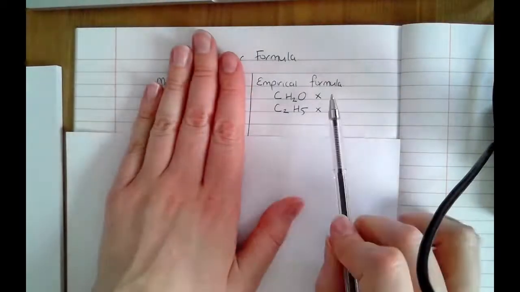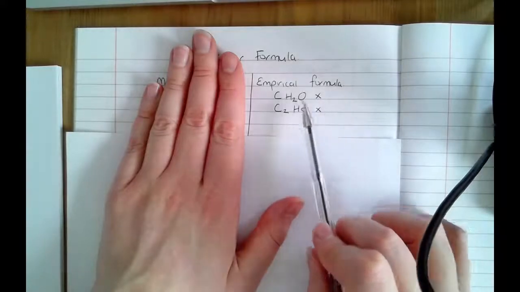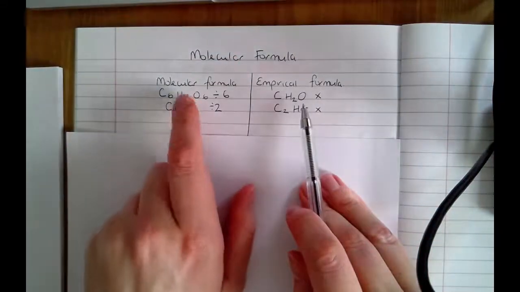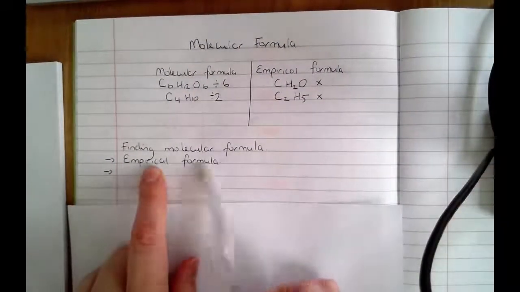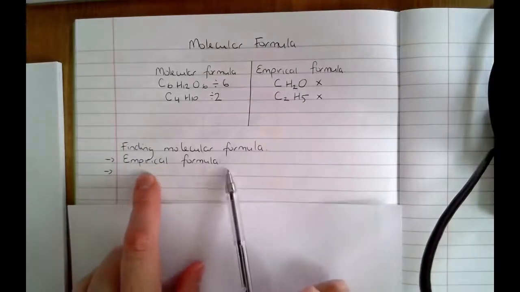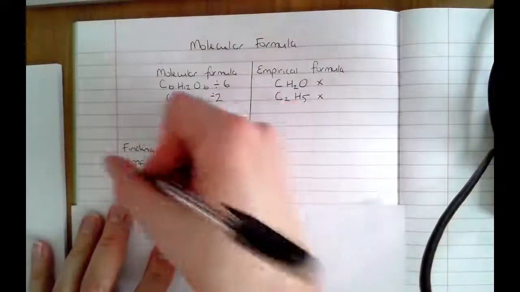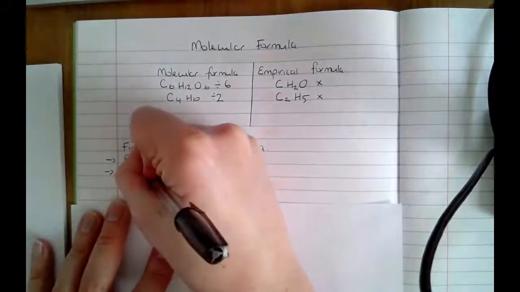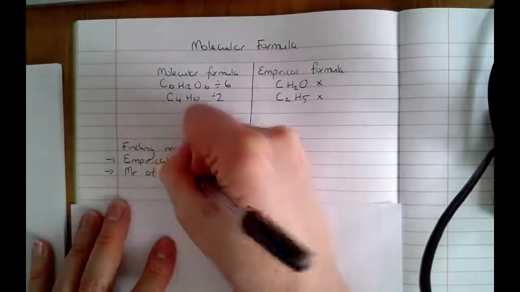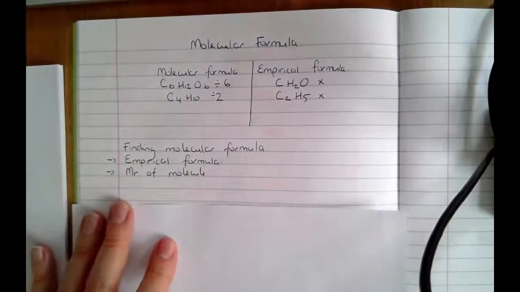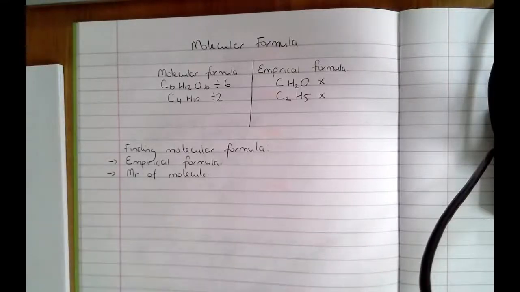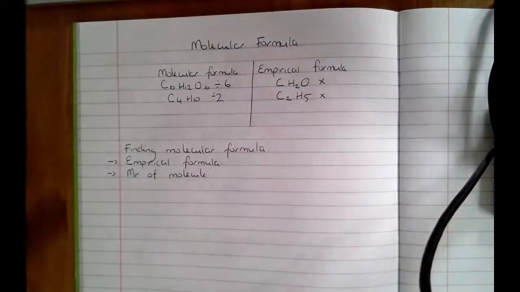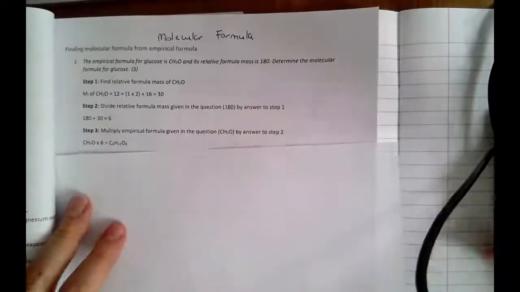You're going to need to know what number you must multiply by in order to be able to get back to the molecular formula. So when you're finding molecular formula, as well as having the empirical formula, you must have one other piece of information. And that information is the relative formula mass of the full molecule. Taken together, these two pieces of information can be used to find the molecular formula in 3 steps. And I'm going to show you a worked example that I have done here.